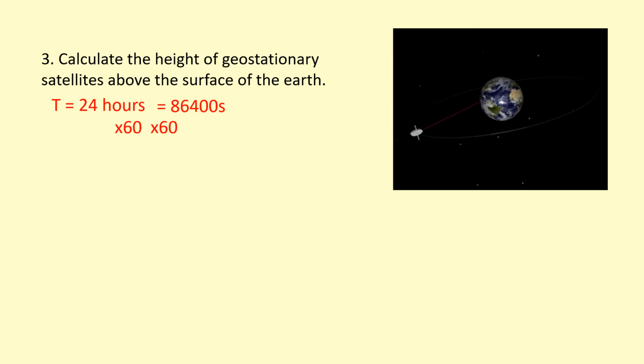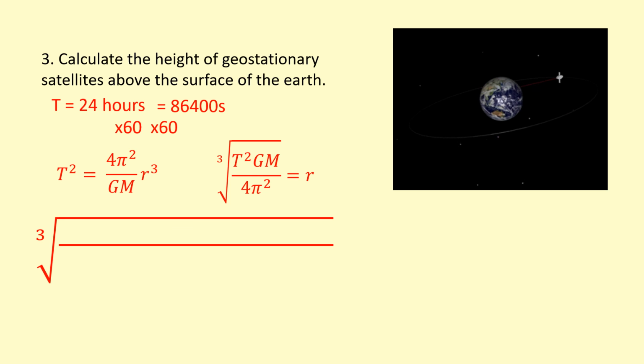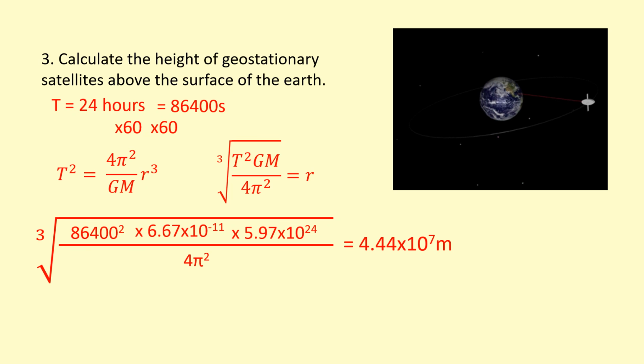Then I'm going to use Kepler's law to work out the height. Actually, I'm going to work out the distance from the center, and then I'm going to work out the height. So I'm going to rearrange this to make r the subject, carefully, and then put the numbers in. I'm going to take the cube root of T squared, where the time period is this, and I'm going to square it, times it by the gravitational constant, capital G, times by the mass in the middle, which is the Earth here. That's from your data sheets, divided by 4 pi squared. That gives me a radius of orbit of 4.44 times 10 to the 7 meters.